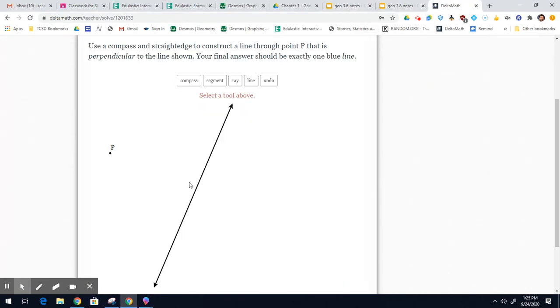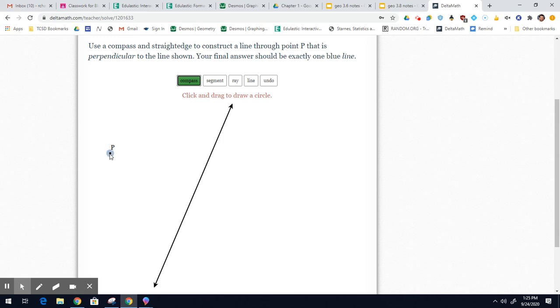Here's my picture. It says use a compass and straightedge to construct a line through point P that is perpendicular to the line shown. Your final answer should be exactly one blue line. So again, visualization: this is what my final answer is going to look like. The question is, how do I get a second point to connect with P? That second point is going to come down here after a couple of steps. First, we need to construct those two arcs on the line.